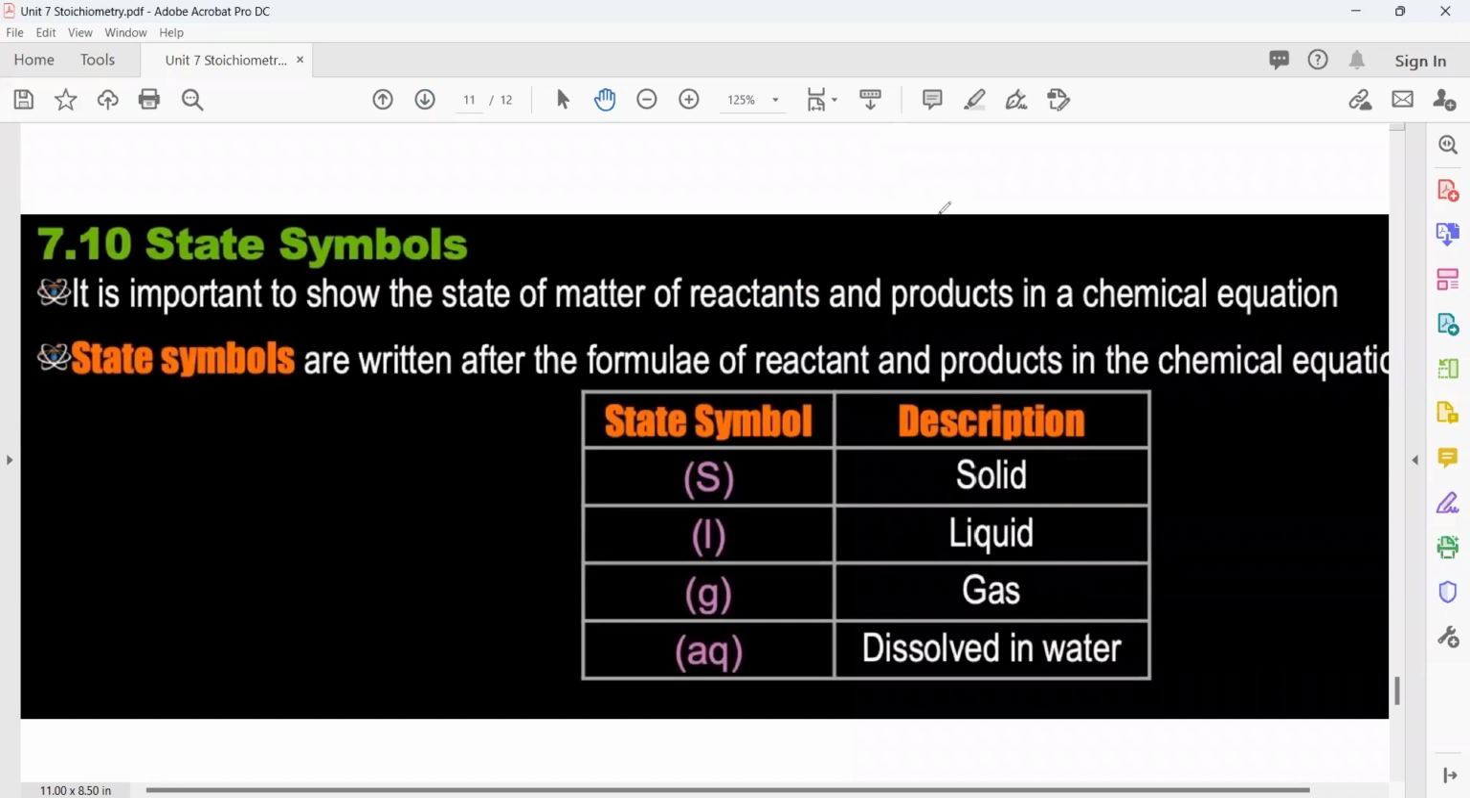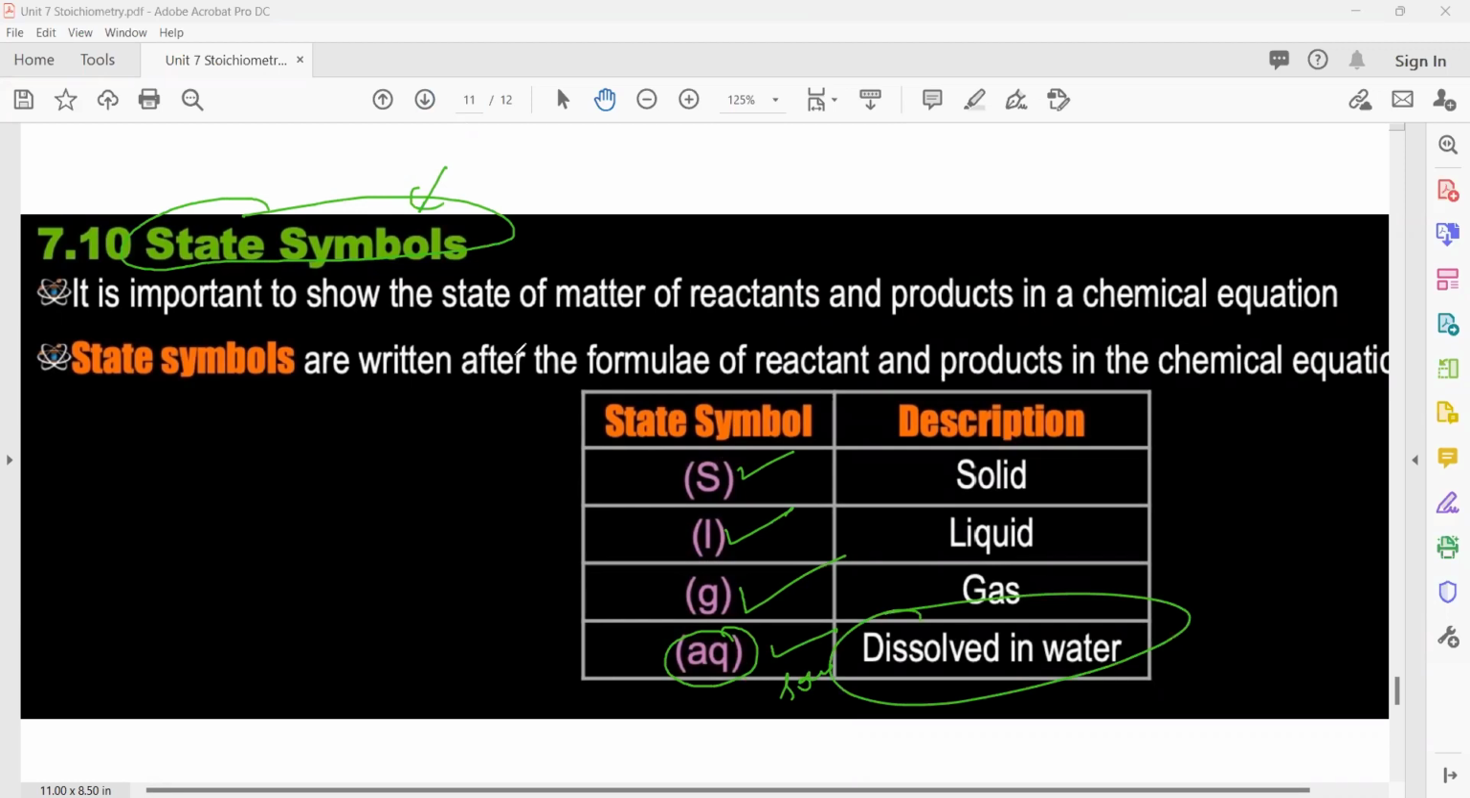After that, you have the state symbols. State symbols mean in which state an atom or element is there to react. For example, S means solid, L means liquid, G is for gas, and AQ means aqueous, which means solution form or dissolved in water.